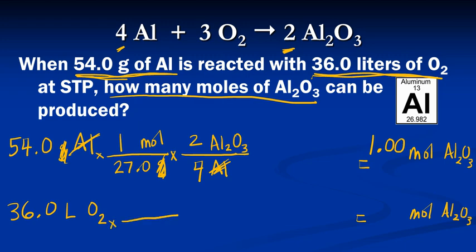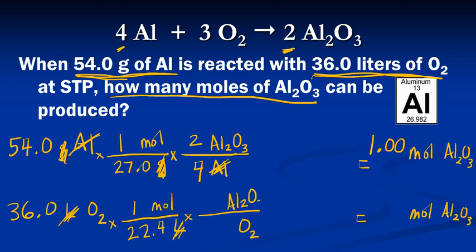So 1 mole on top, and 22.4 liters will go on the bottom, and liters can cancel. Second step is the mole ratio. So it looks like O2 needs to go on the bottom, and Al2O3 goes on the top. So that's what we're converting to.